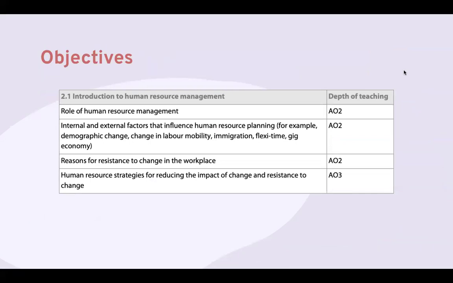These are in the IB syllabus because in IB it's very specific to just delve into exactly what you need to know in order not to waste your time, because in fact you really do have a lot of information that you should actually know. So you should know the role of HR, internal and external factors that actually influence HR, reasons for resistance to change in the workplace, and human resources strategies to reduce the resistance to change.